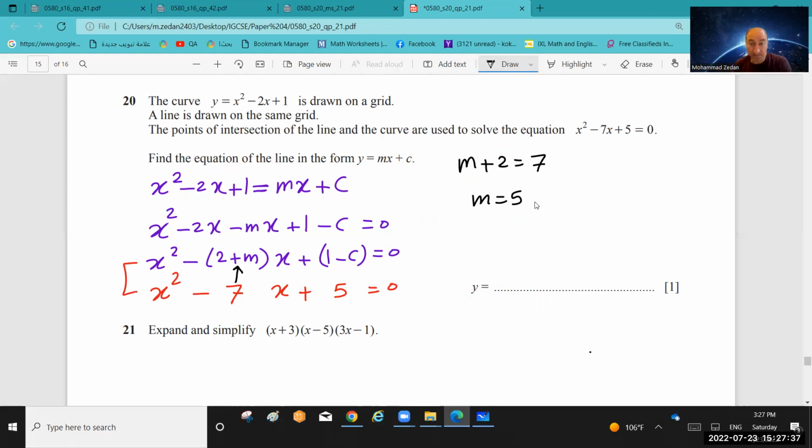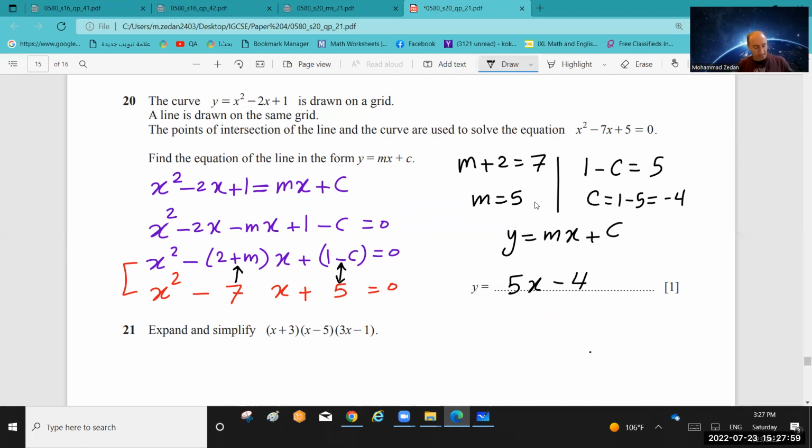M is equal to 5, and 1 minus c is equal to 5. Just compare this and this together. So c is 1 minus 5, which is negative 4. So the equation of the line y equals mx plus c, so y equals 5x minus 4. Thank you, that's it. Easy question, no problem at all.